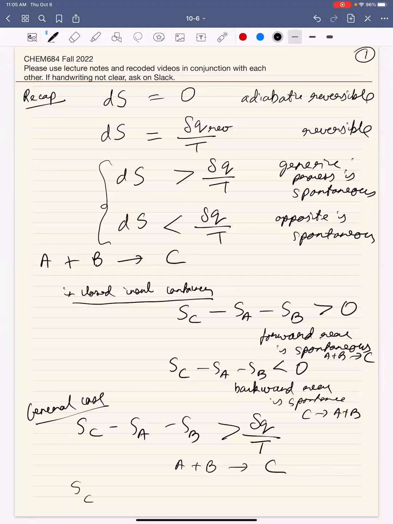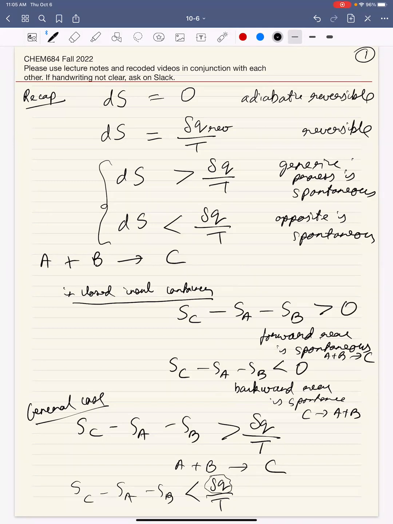And if S_C minus S_A minus S_B is less than delta Q by T for this particular process, then the reaction goes backward. You have to remember here that delta Q is not a property of the system. Delta Q is a property of the process, right? It's path dependent. So depending on what you're doing, it's going to change. It's the Q given to the system. Just one second, Patrick. It's Q given to the system, but depending on what path you're taking, it could be different. Yeah, go ahead. So what are the individual S_A, S_B, and S_C?